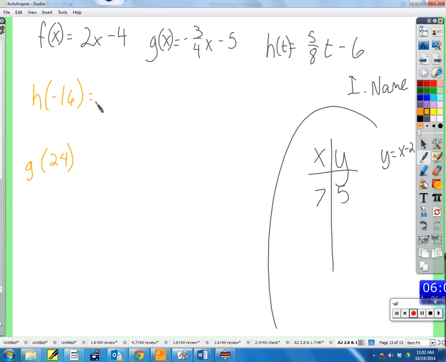Plug in negative 16 for t. For t. The only function that has a t is h, right? So plug in negative 16 for t in the function that's named h. In the function that's named h, plug in negative 16. 5 eighths times negative 16, 5 times negative 2, it's negative 10.